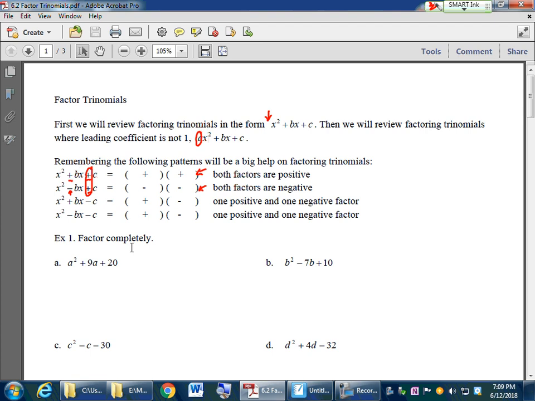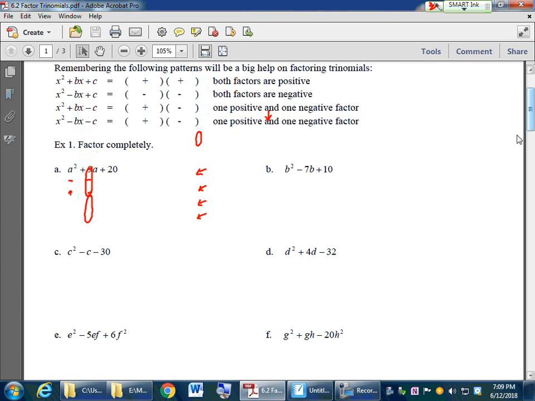However, if your third term is negative, then you will get one positive factor and one negative factor. And depending on your middle term, the second term, we will have to decide where the positive and negative is going to go. So let's take a look at the first example.